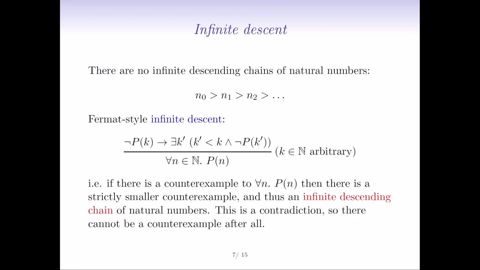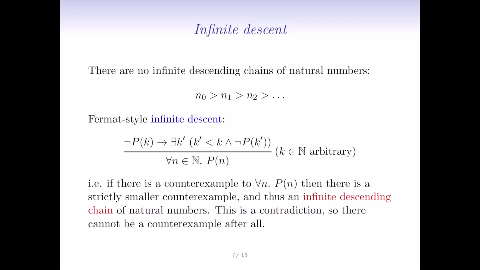If you have some general statement for all n, P(n), and you say it's not true, then there must be a counterexample, and let's call that counterexample k. Now, what the infinite descent step says is, assuming that P is not true of k, so not P of k, then show that there exists a k prime, which also is a natural number, by the way, such that k prime is smaller than k, and P is not true of k prime either. So that says, in other words, if there is a counterexample k to the conclusion, then there also must be a counterexample which is strictly smaller, the k prime, which is less than k.